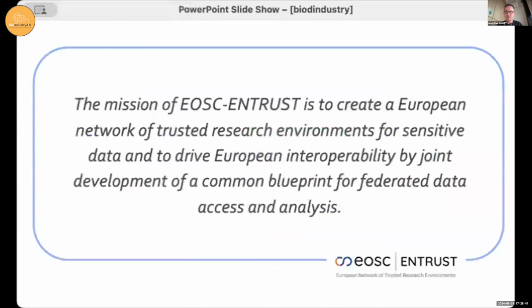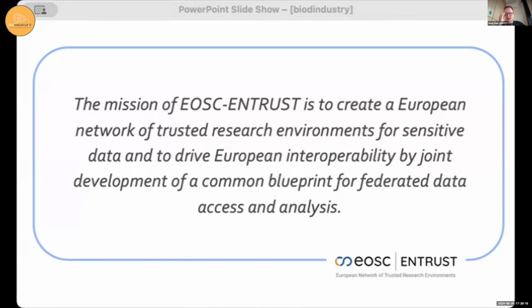To talk about EOSC and Trust, as Christian mentioned, this is, I think, 15 or 17 European countries coming together. This is acknowledging the idea that many countries and institutions have already made large investments in secure environments to meet the needs of research analysis of sensitive health data. So there are many of these environments now existing and working, which are often linked to national centres or individual organisations or even specific research communities.